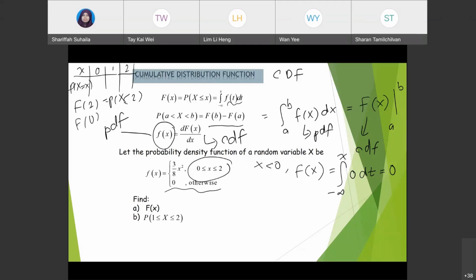Okay, the next one. We just write it like this. Again, your capital Fx is the sum, the same as discrete: the integral from minus infinity up to 0 of 0 dt, plus the integral from 0 to some value of x of 3/8 t squared dt.